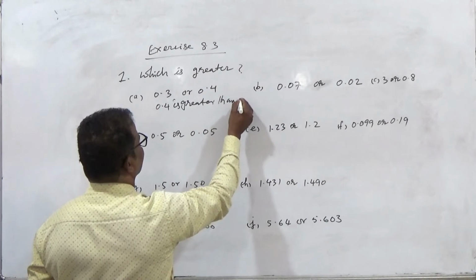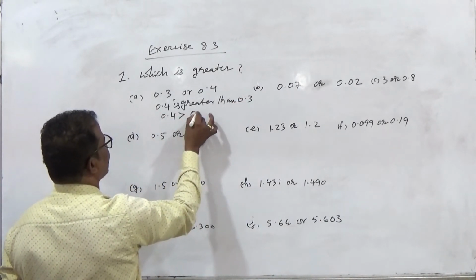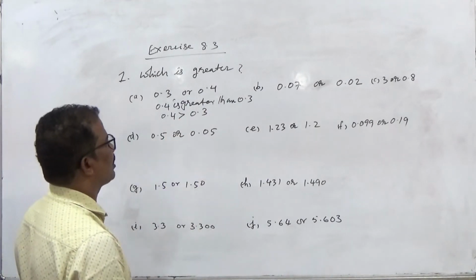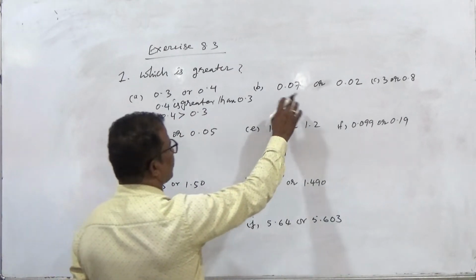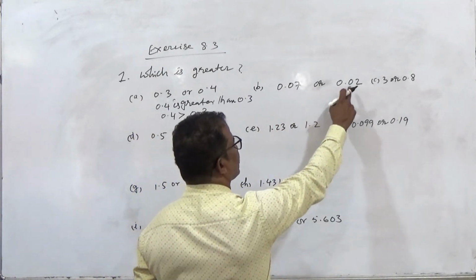Then which one? 0.4 is greater than 0.3, or simply you can write it symbolically like this. Now in the second question, B, that is 0.07 or 0.02.